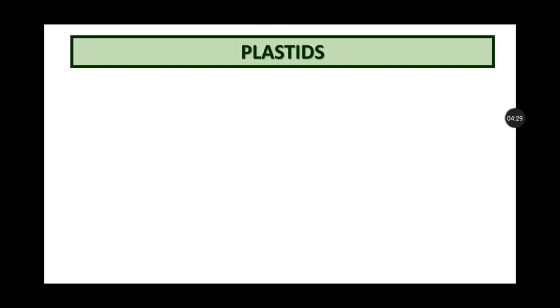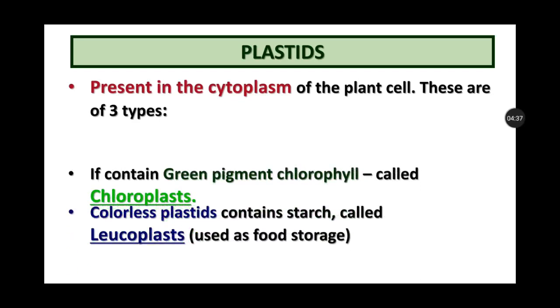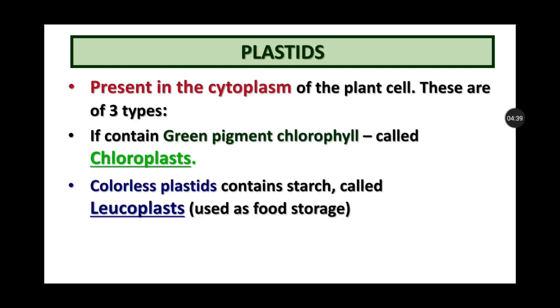Now the plastids. The plastids are present in the cytoplasm of the plant cell. These are of three types. The first one: if the plastid contains the green color pigment, chlorophyll, then it is known as a chloroplast. If the plastid is colorless, it will contain starch and it will be called a leucoplast. It is used for food storage.